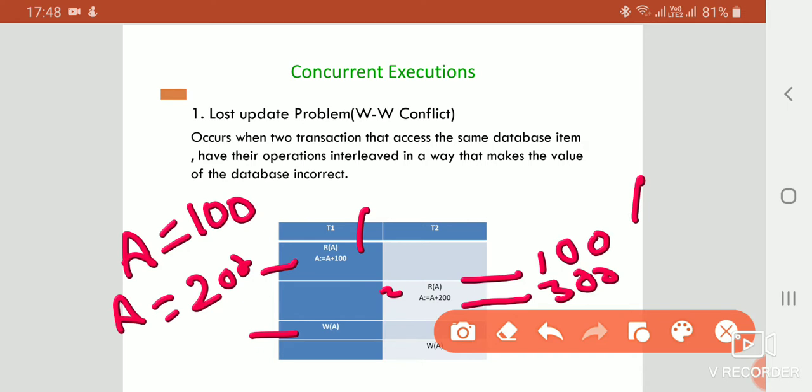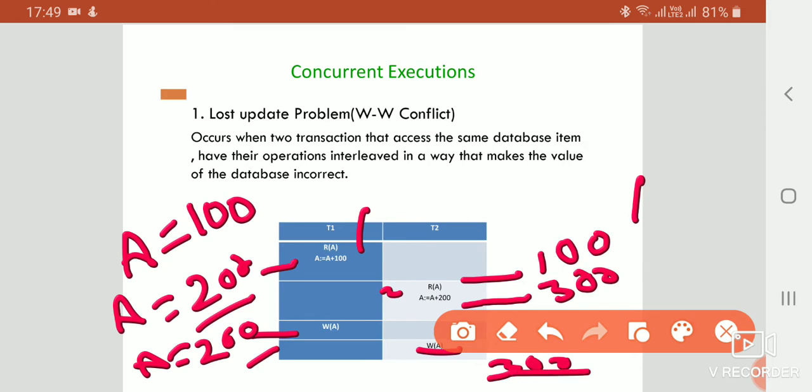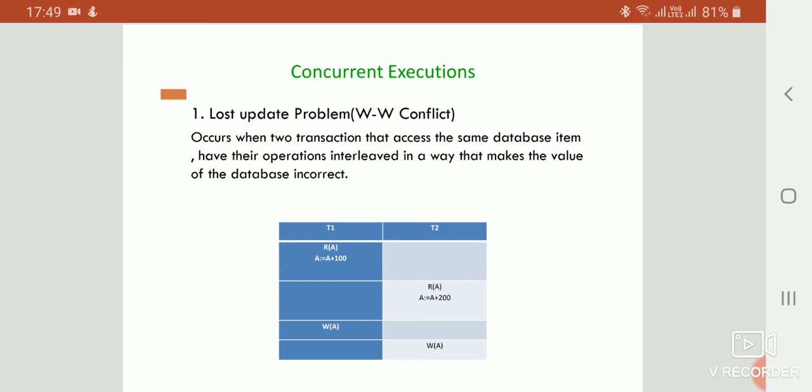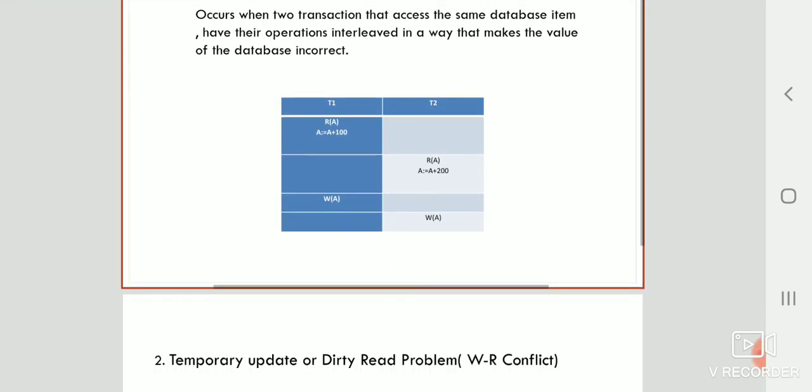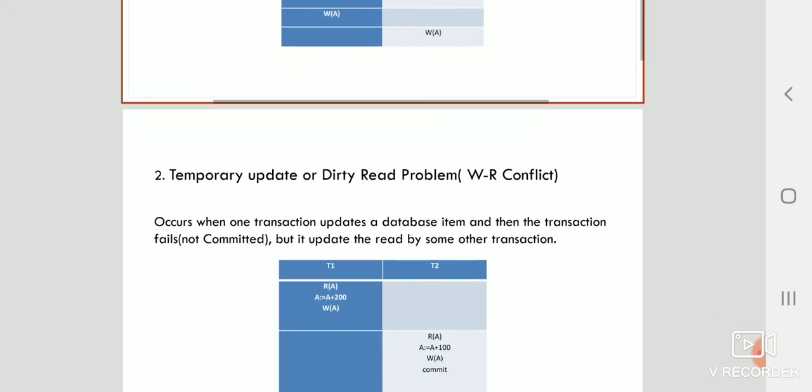Here write of A in T1 means it has written A as 200, so it is taking A as 200, whereas here write of A means it is taking 300. So it is confused whether to consider A as 200 or 300. This is an inconsistency problem that has occurred while doing concurrent execution of transactions, whether A should be considered as 200 or 300. So this is your first inconsistency problem, that is lost update. Each transaction is reading its own values of A in T1 and T2.